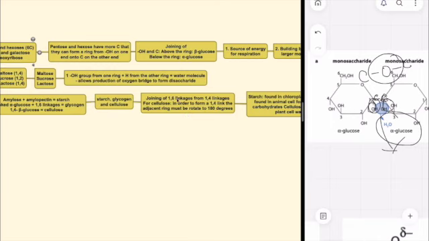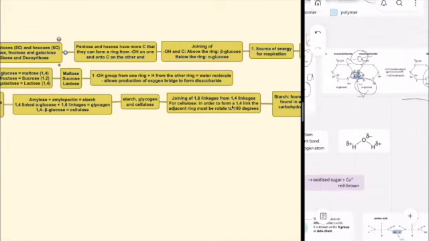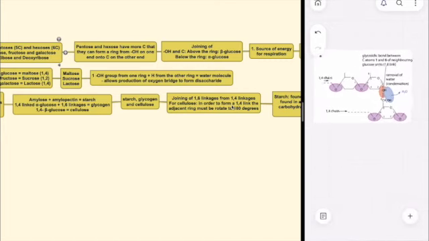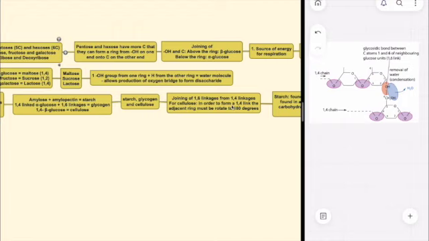Alright, the joining of 1,6 linkages from 1,4 linkages. For cellulose, in order to form a 1,4 link, the adjacent ring must be rotated 180 degrees. So it cannot be just 1,4, 1,4 like that, right? Hence why they say that for cellulose, the 1,4 link in the adjacent ring must be rotated.